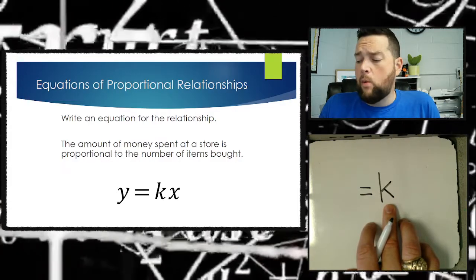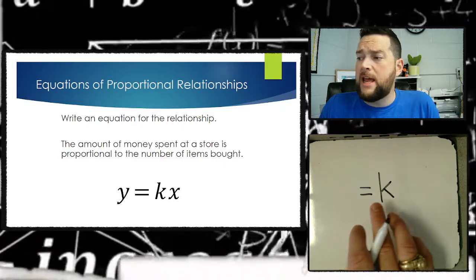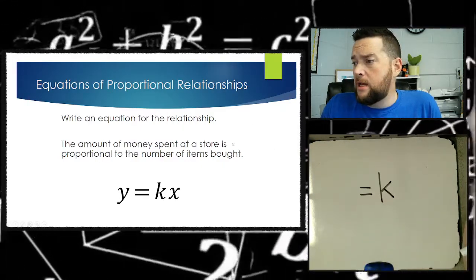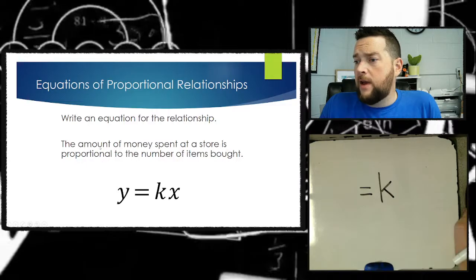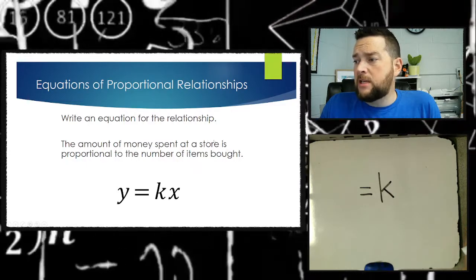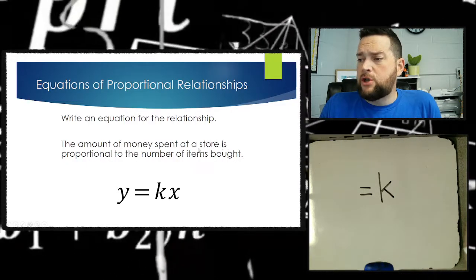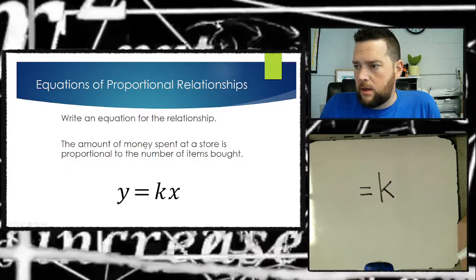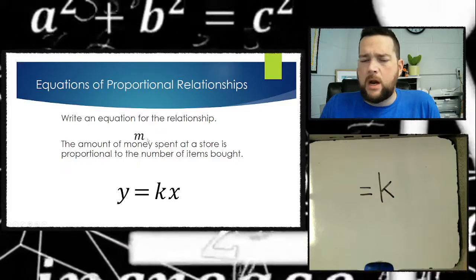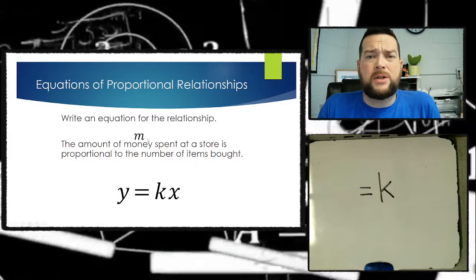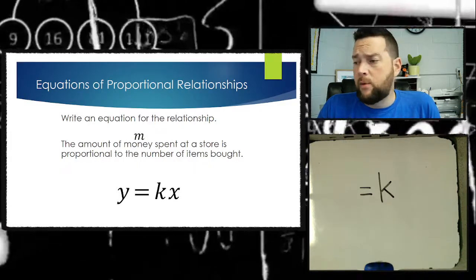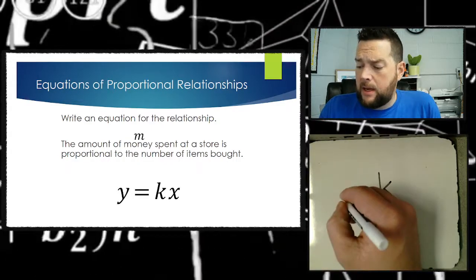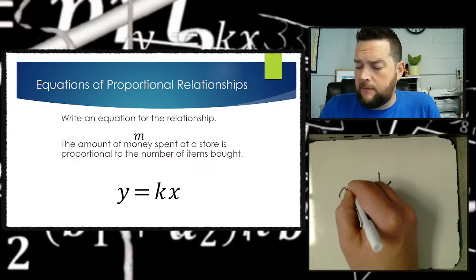So I have to think about what variable came in front of the word "is." You see the word "is" right here. In front of that, it says the amount of money spent at a store. So let's key in on the key words right there, the amount of money spent, and we're going to create a variable for it, which is just the first letter of the word. That's an M. That's going to be our dependent variable.